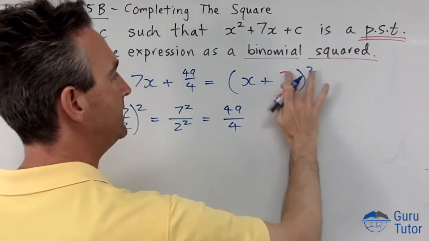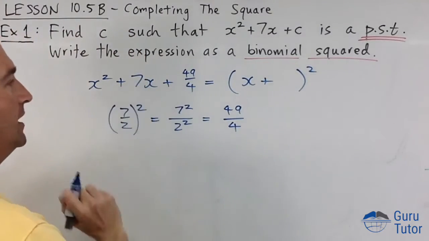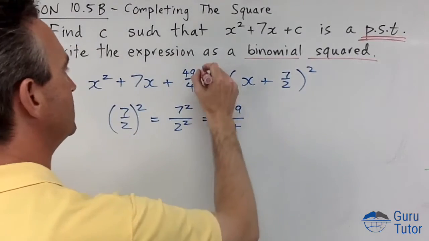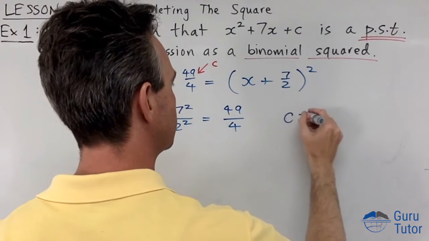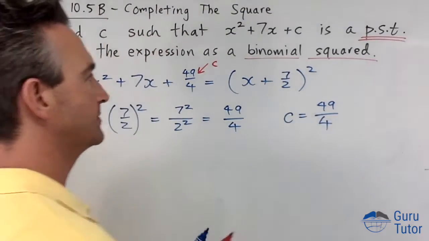And what's the missing number here? Well, what was this before we squared it, or when we first halved it? 7 over 2. And what do we have to say for our answer? Well, remember this is C. So we're just going to say C equals 49 over 4 is one of our answers.